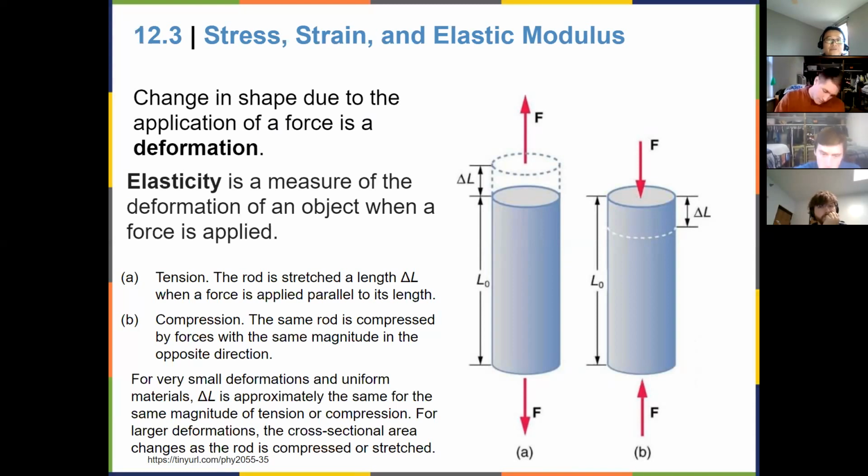I think we are pretty much just going through a few terminologies here. If you take a class called mechanics of materials later on, or you are taking it now, you will get more of this. So deformation is defined as change in shape due to application of force, and elasticity is the measure of deformation of an object when a force is applied.